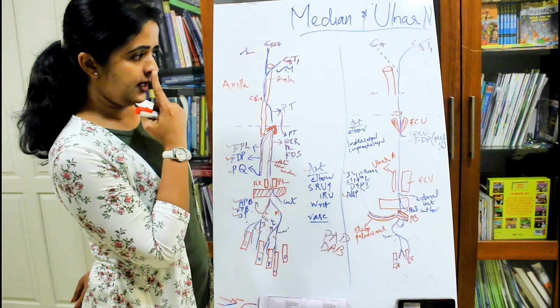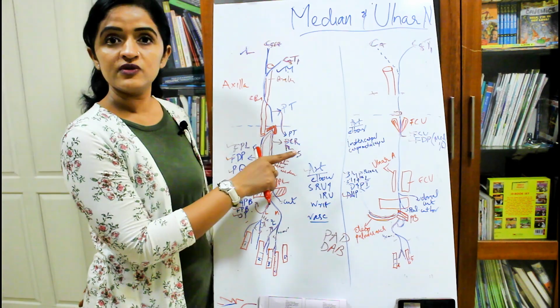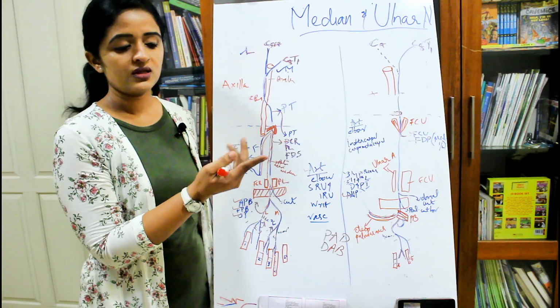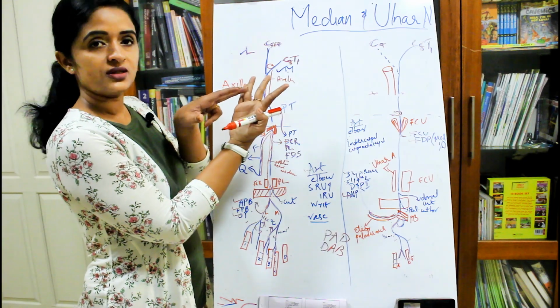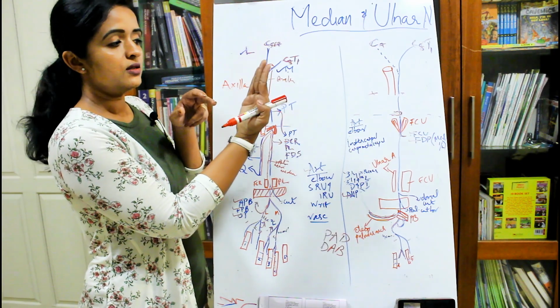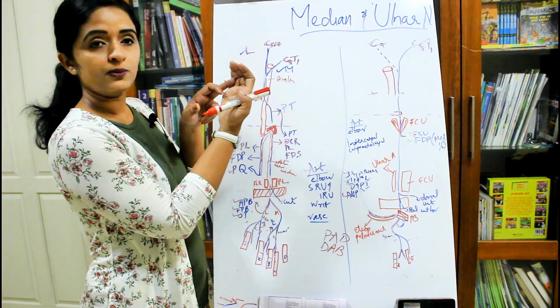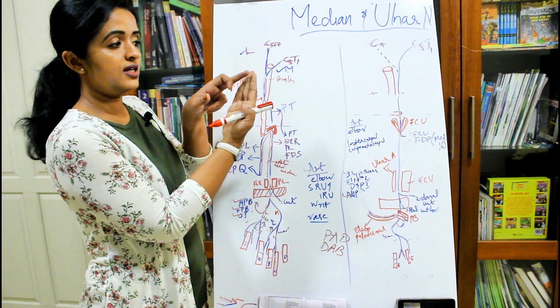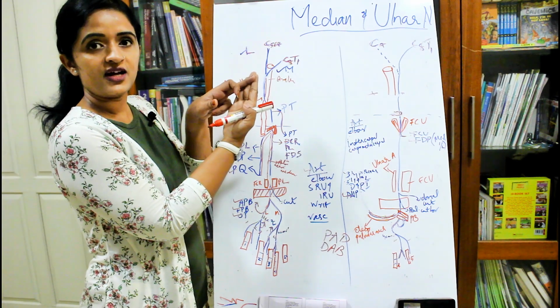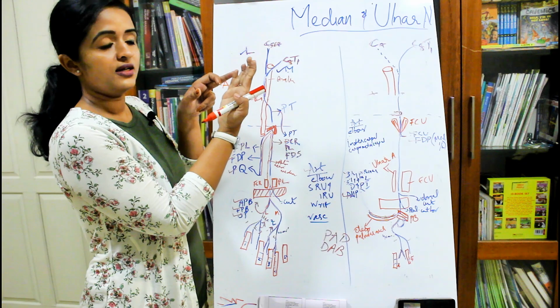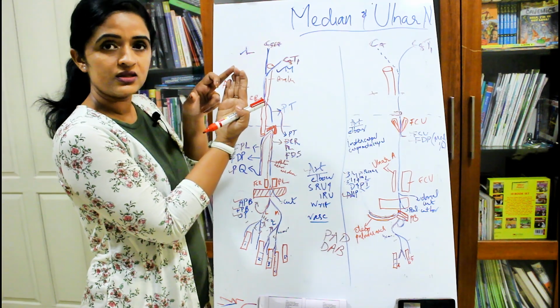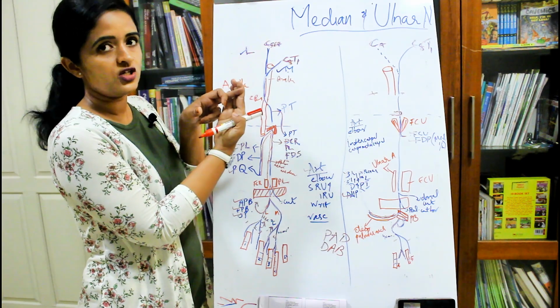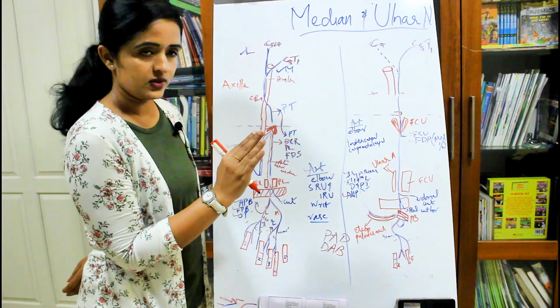Now, something about the flexor digitorum superficialis and flexor digitorum profundus. Flexor digitorum superficialis is inserted to the middle phalanx, so that means it can flex the proximal interphalangeal joint, whereas flexor digitorum profundus is inserted to the distal phalanges, so it will help to flex the distal interphalangeal joint. You have to keep that point also in mind.